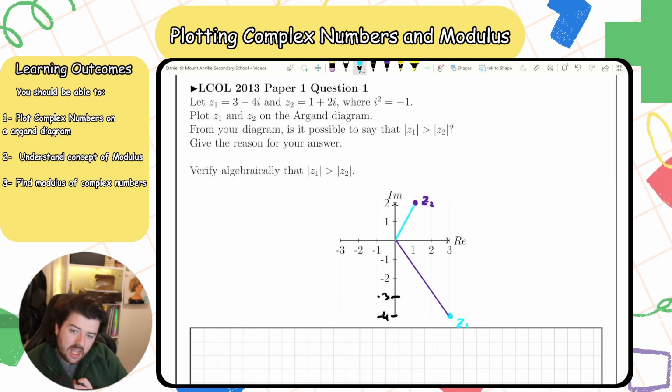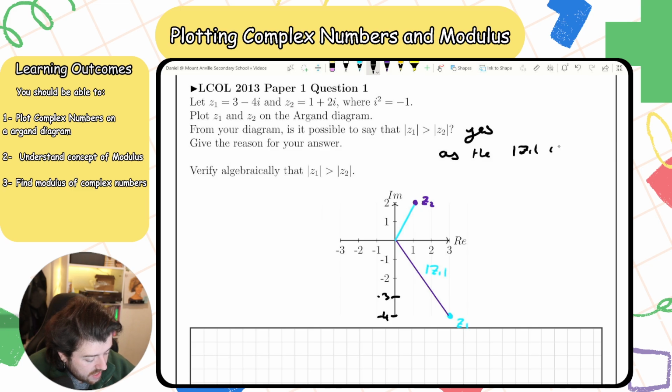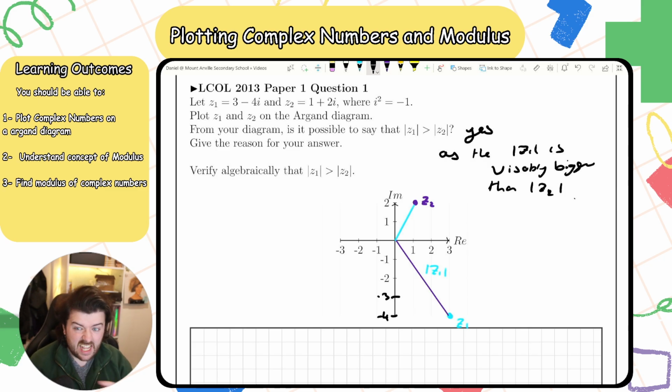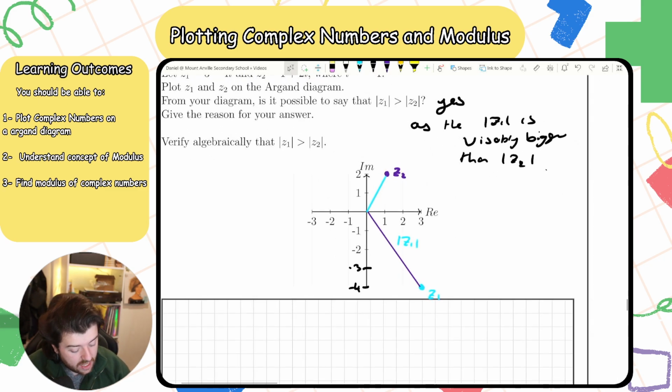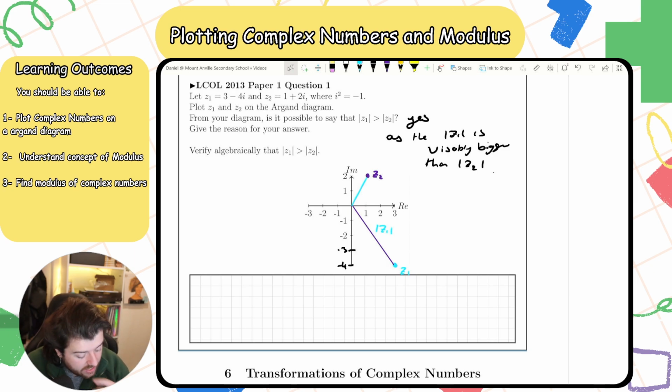So if I were to use the diagram, is it possible to say that the modulus of z1 is greater than the modulus of z2? I agree, so this line is bigger. So I would say yes, as the line, or you could say yes as z1 is visibly bigger than z2, the modulus of z2, because it is. Verify your answer algebraically. So now we need to find the actual modulus.